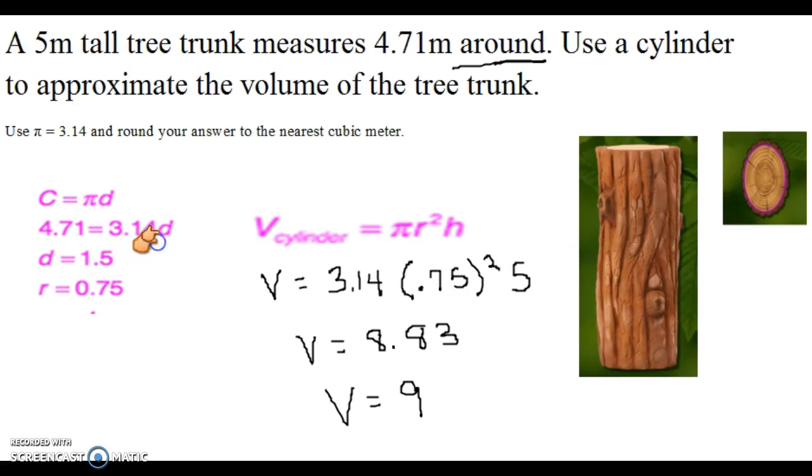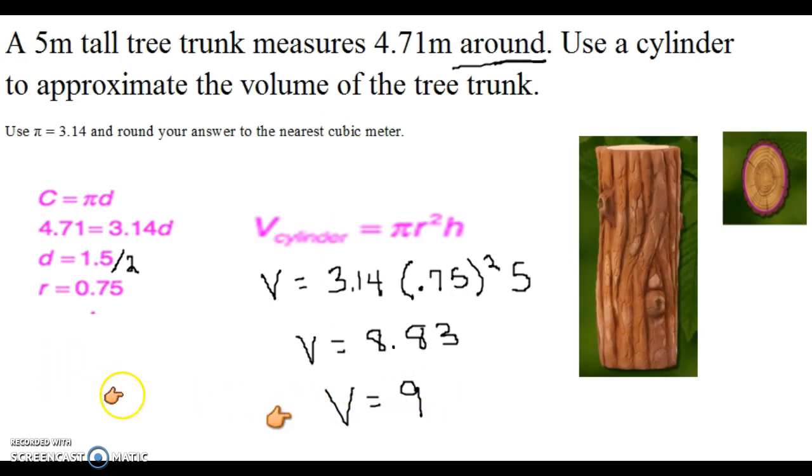So here I've just divided both sides by 3.14. So our diameter is 1.5, and then remember, to get your radius, you simply divide by 2. So our radius is 0.75. So plug this into the formula, 3.14. In your calculator, you'll square 0.75 and then multiply by 5, and you'll get 8.83. This says round to the nearest cubic meter, so we would round up to 9.